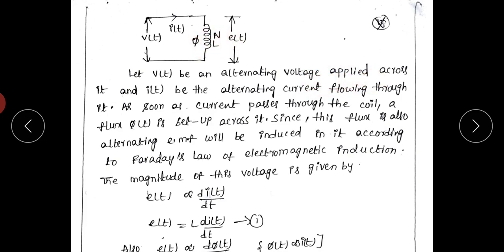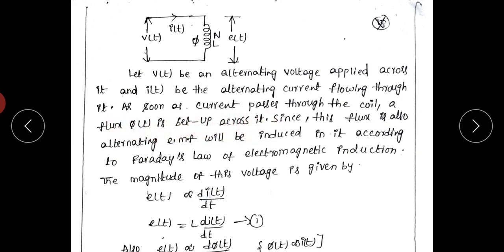This is an inductor and this inductance value equals L. Here this inductance is called self-inductance. So V of t is the applied voltage and I of t is the alternating current flowing through it. So V of t is the alternating applied voltage, and I of t is the alternating current flowing through this inductor or coil. As soon as the current passes through the coil, a flux phi of t is set up across it.